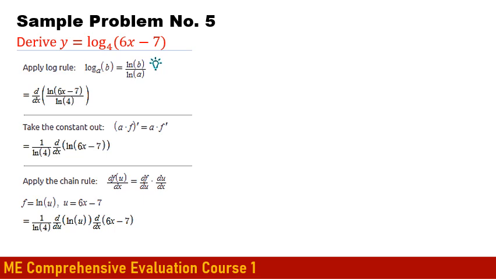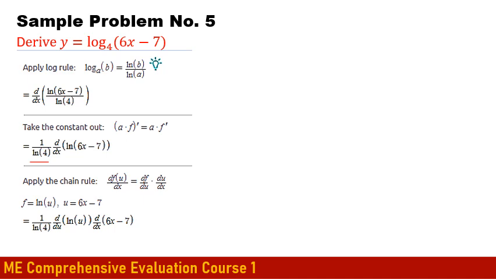So our given equation can be written as ln b, which is our 6x minus 7, over ln a, where a is the base, which is ln 4. And we differentiate it because that's what we are looking for, the derivative of this equivalent equation. If you look at the given equation, we have here a constant, ln 4. It doesn't carry a variable, so it's a constant. By applying the constant rule, we can take out the constant so that we will have 1 over ln 4, and then the derivative of the remaining expression, ln of 6x minus 7.